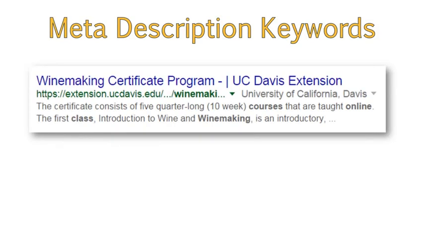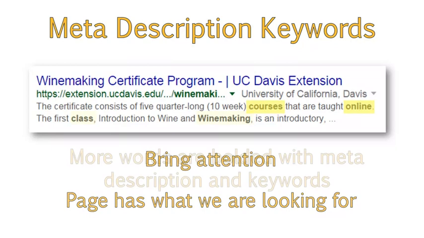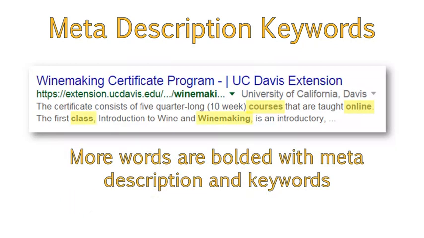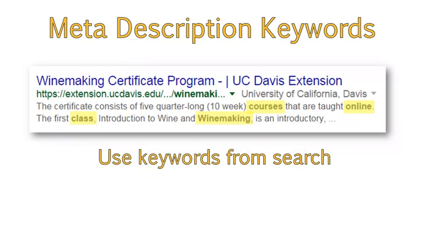Do you recall how the keywords we used were bolded within the meta description? This helps to draw the eye to that particular result. It lets us know that the page contains exactly what we're looking for. By writing a meta description and using keywords that you think a user is likely to search for, more of the words within that description will be bolded. A meta description should contain information about the page that entices a user to click, while also naturally incorporating keywords they might use while performing a search.